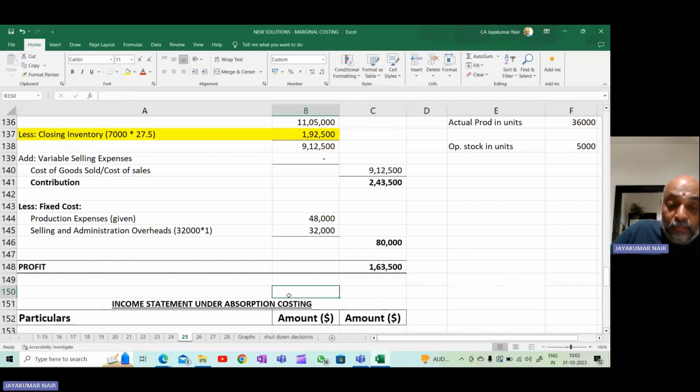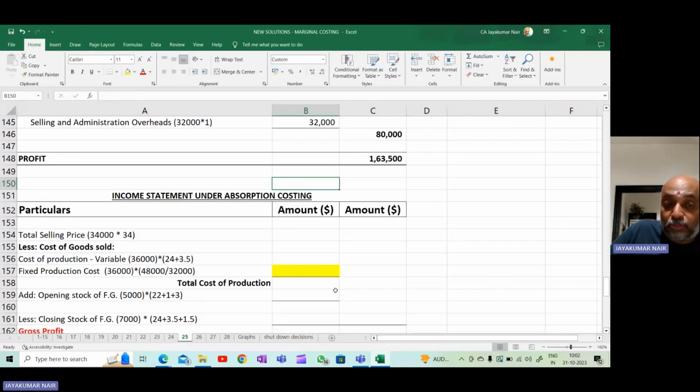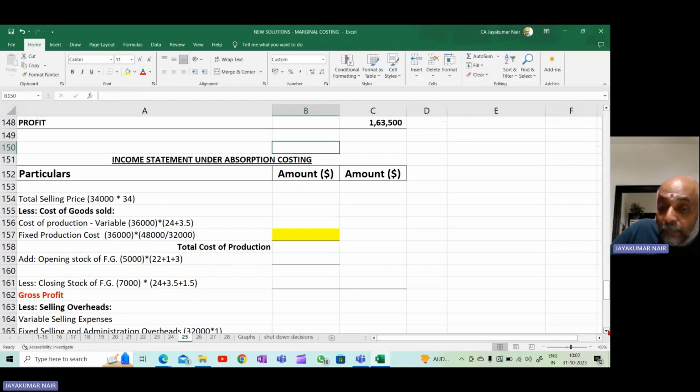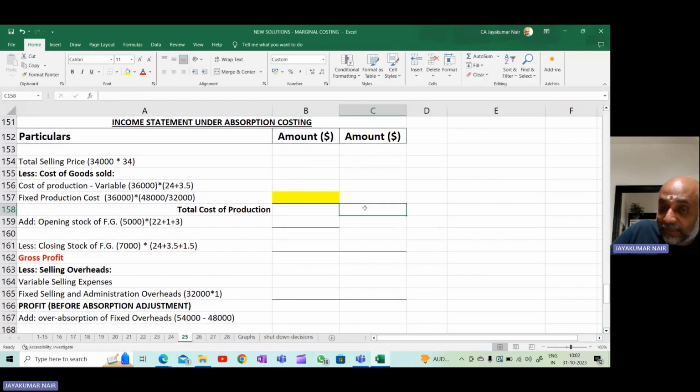Now moving on to the income statement under absorption costing. In marginal costing, we consider only the variable cost for the valuation of inventory. Fixed cost is charged off as an expense in the period in which it is incurred. In absorption costing, it is not like that. We consider the variable cost as well as fixed production overheads for the valuation of inventory.